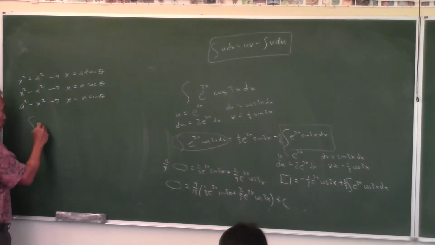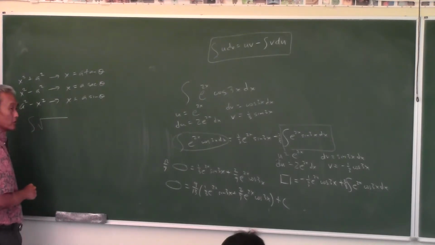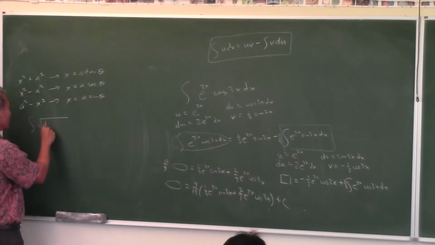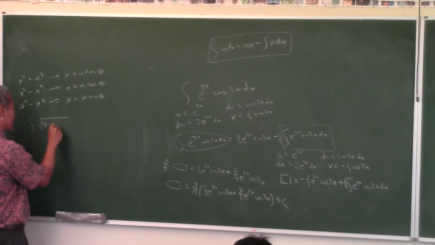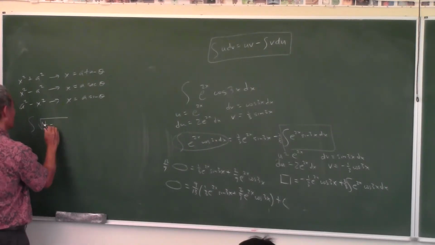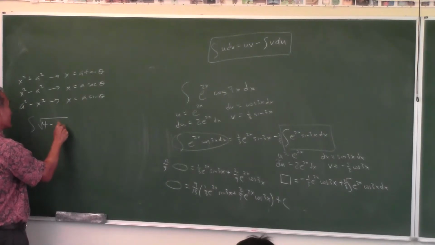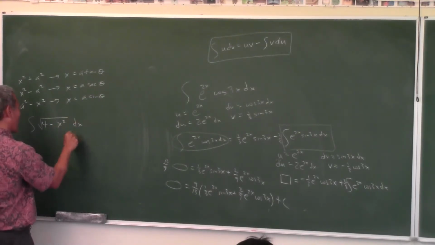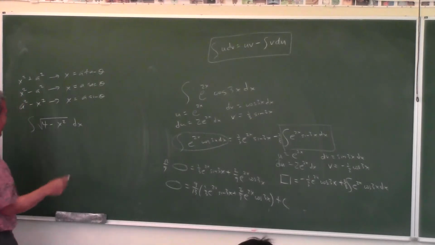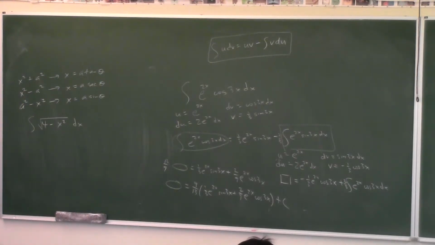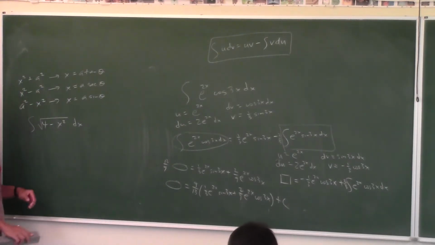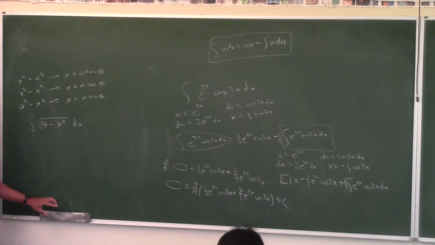Square root of 4 minus x squared dx. Okay, let's do that. No, that's too easy. Okay, no, let's do it. The integral of square root of 4 minus x squared dx. Okay, it's not on the list. I cannot make a new substitution, and integration by parts won't work.